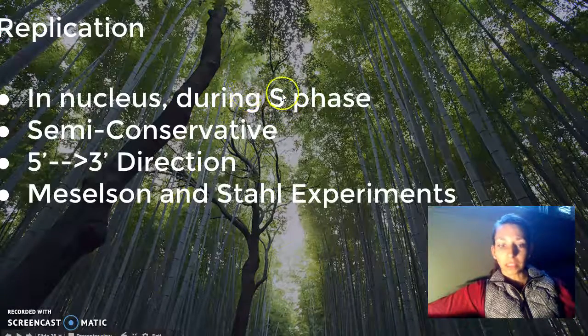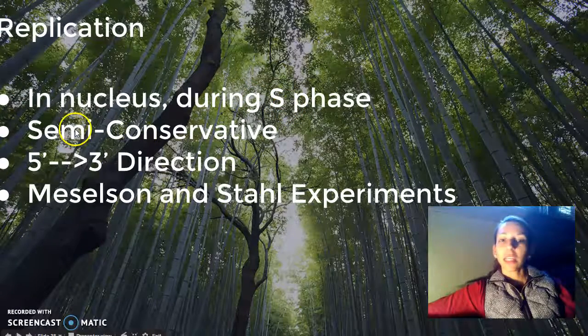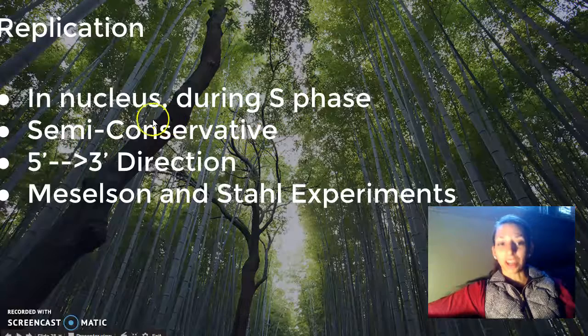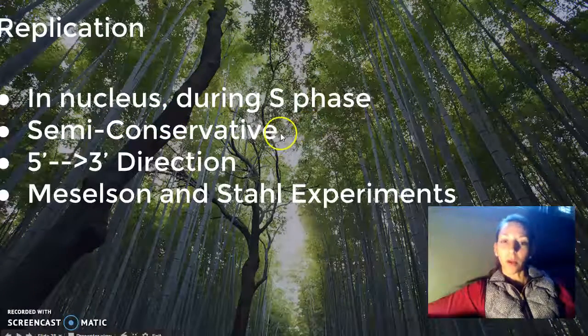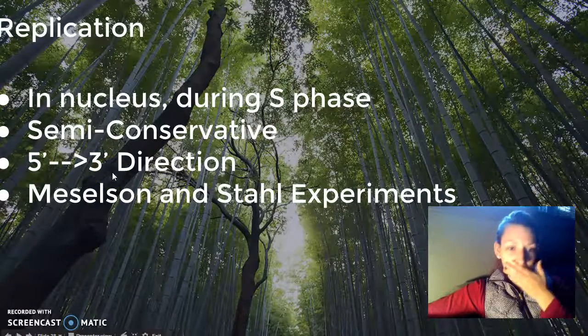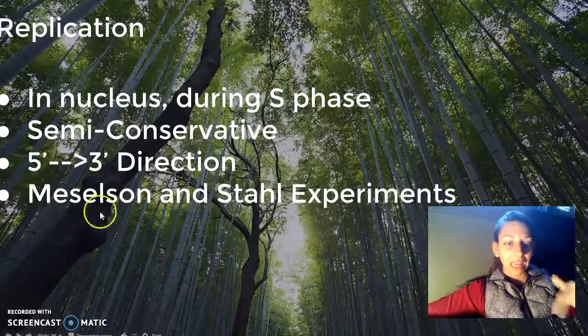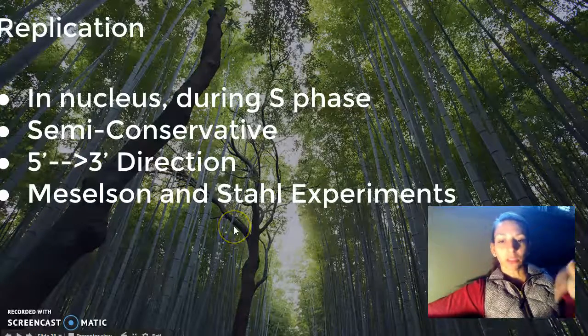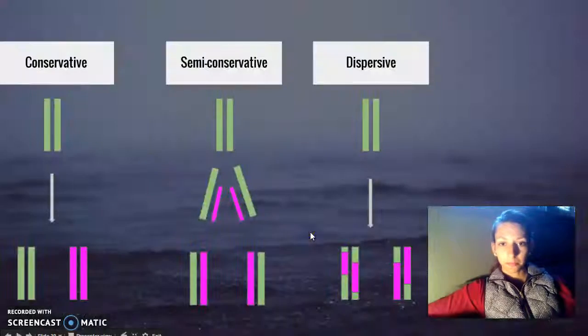Remember, S stands for synthesis. This is going to happen between G1 and G2. DNA replication is semi-conservative, and we'll talk about what that means in a little bit. DNA replication occurs in the 5' to 3' direction. And the Meselson and Stahl experiments confirmed this semi-conservative replication structure.